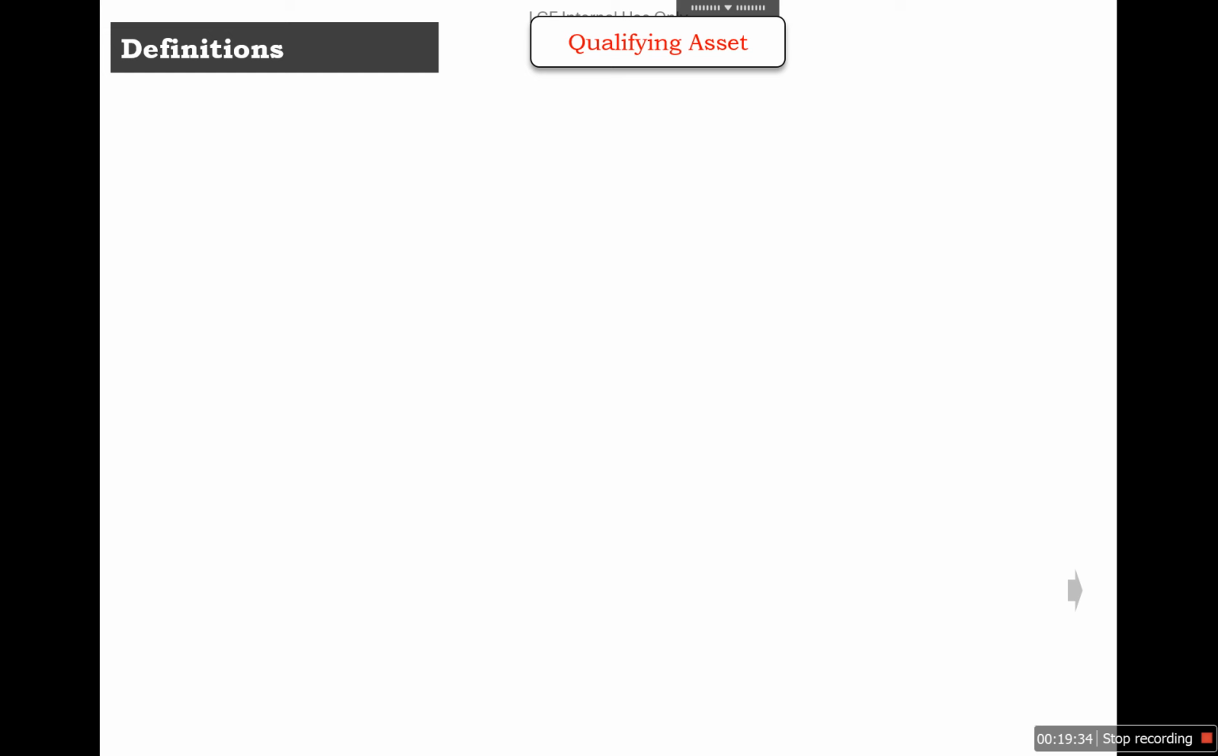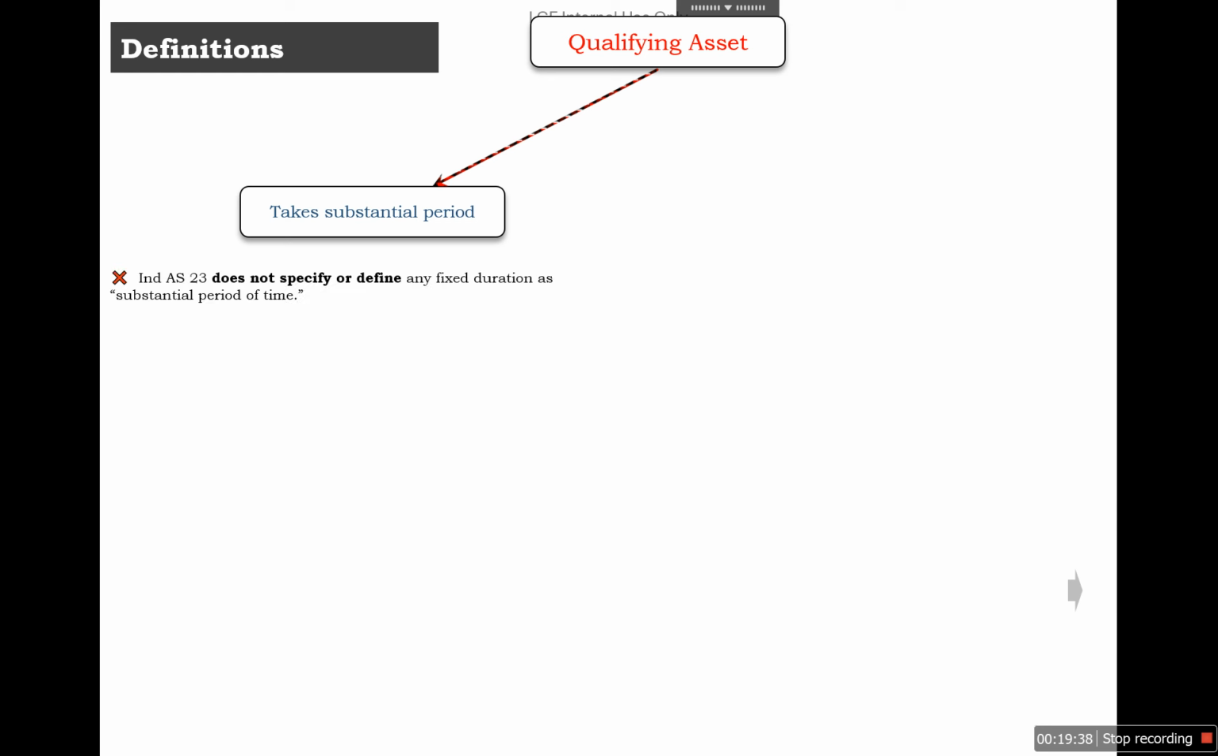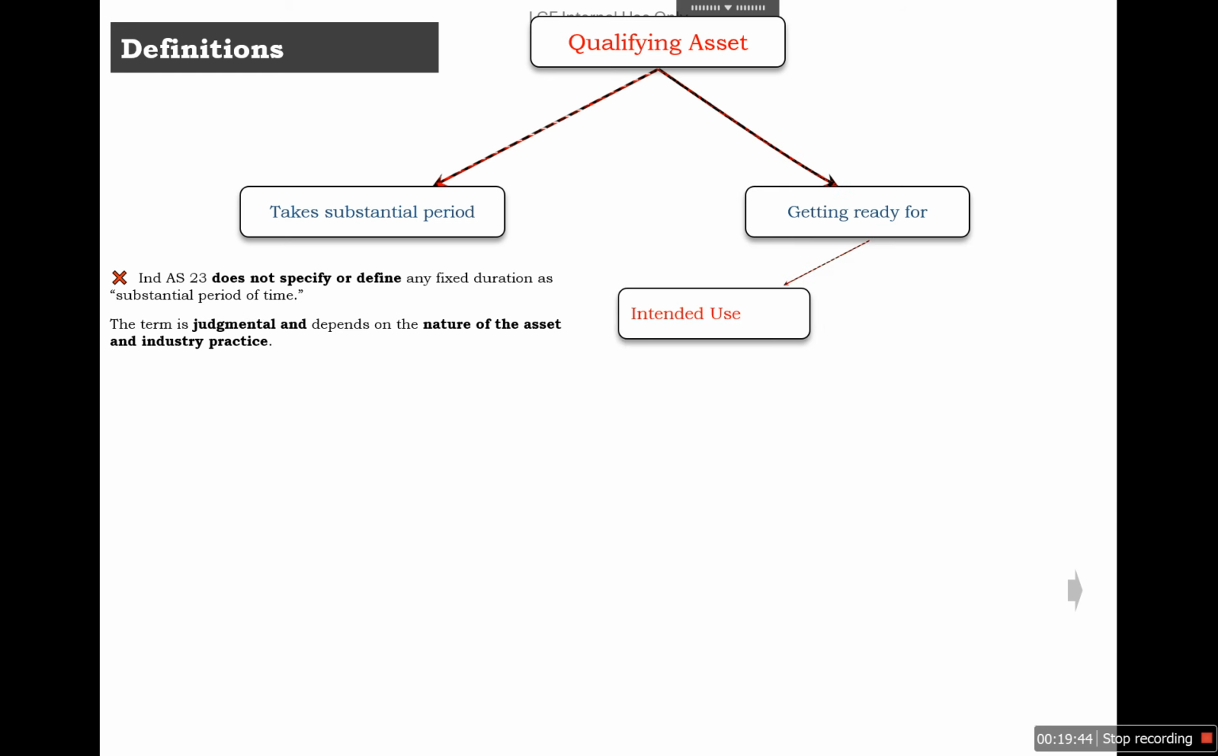Next is about the qualifying asset. A qualifying asset is an asset that takes a substantial period of time for getting ready for its intended use or for sale. Ind AS 23 does not define what the substantial period is.